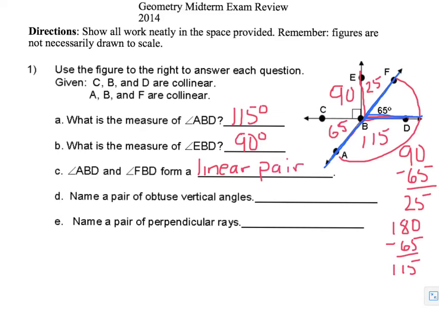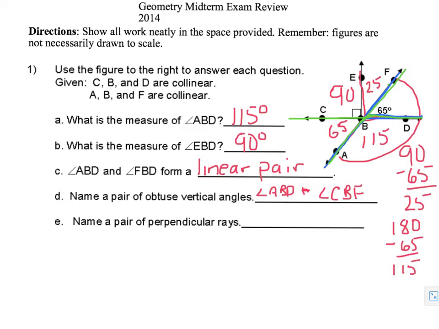Name a pair of obtuse vertical angles. Obtuse means more than 90, less than 180, and vertical angles are across from each other. Well, I see one of them here. Let's pick green this time. If ABD is one, I extend this line this way and this line this way, my other angle is going to be CBF. So, angle ABD and angle CBF.